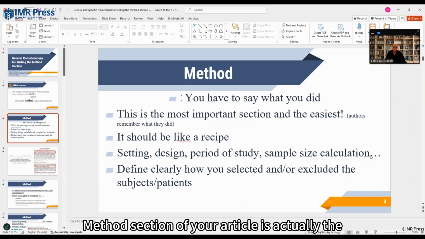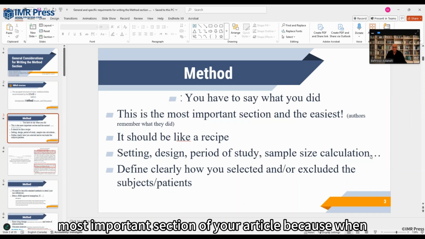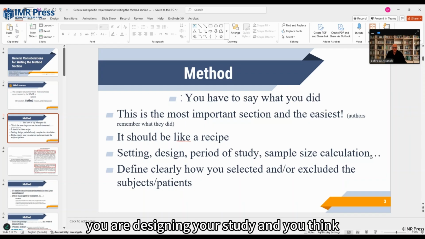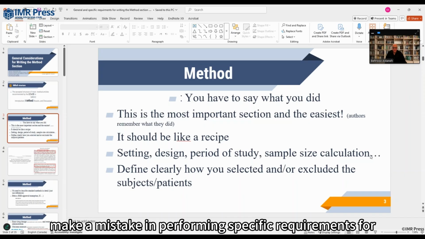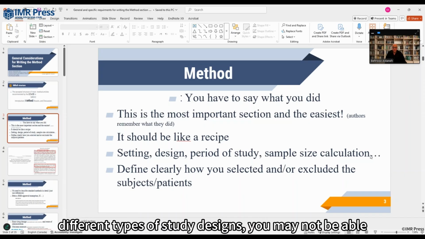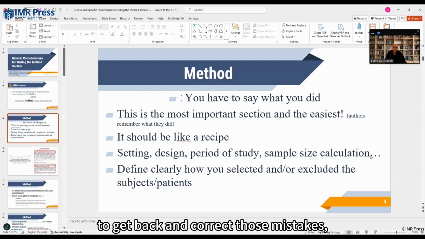The method section of your article is actually the most important section of your article, because when you are designing your study and you think about the methodology of your research, if you make a mistake in performing specific requirements for different types of study designs, you may not be able to get back and correct those mistakes.